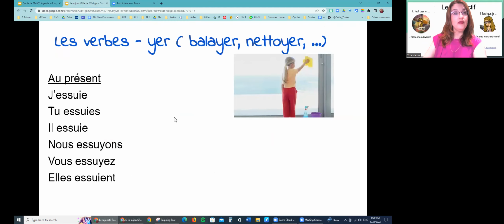How do we construct the subjunctive of verbs that end with yer, like balayer, to sweep, and nettoyer, to clean? We start with the indicative present tense: j'essuie, tu essuies, il essuie, nous essuyons, vous essuyez, ils essuient.